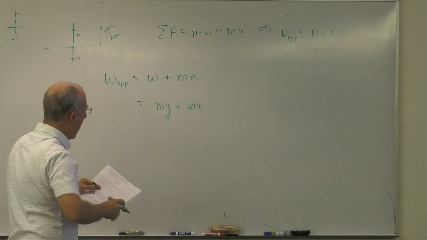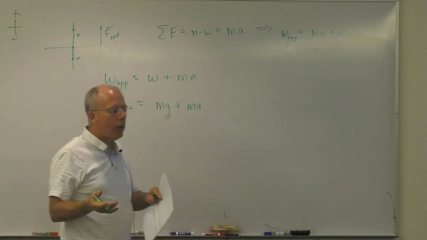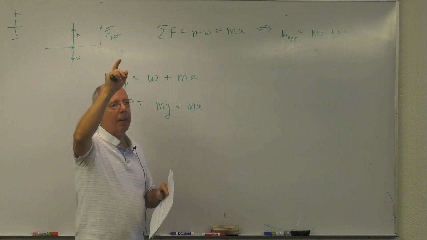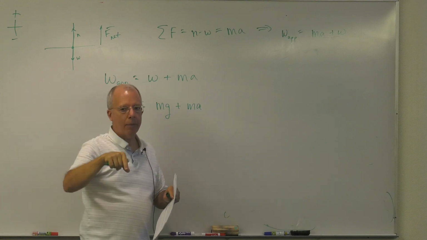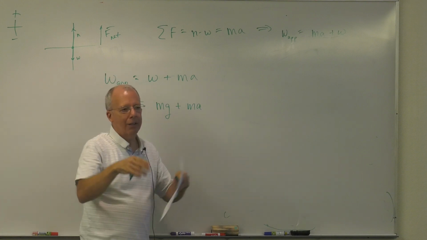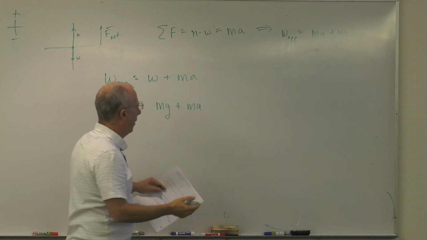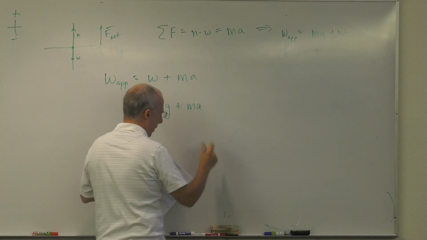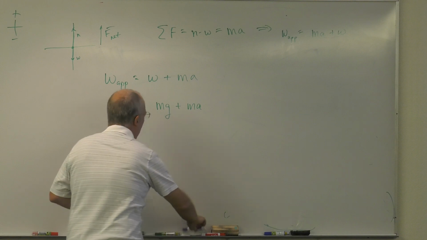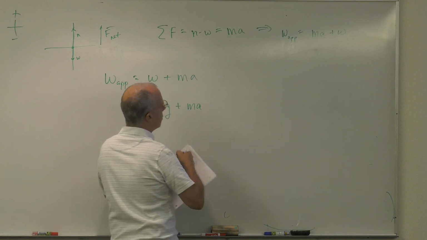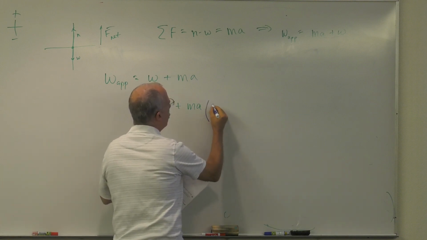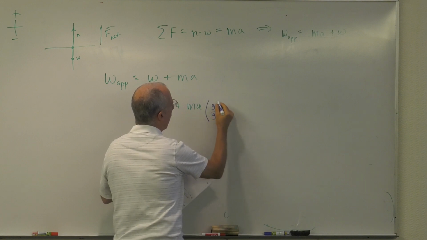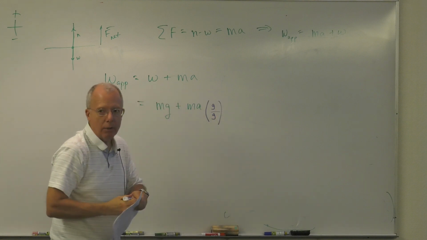Now, in algebra, if you multiply something and you divide by the same thing, it doesn't change anything, right? So we can multiply this, and you'll see why, by g divided by g. We're just multiplying by 1. We can do that. That's legal.